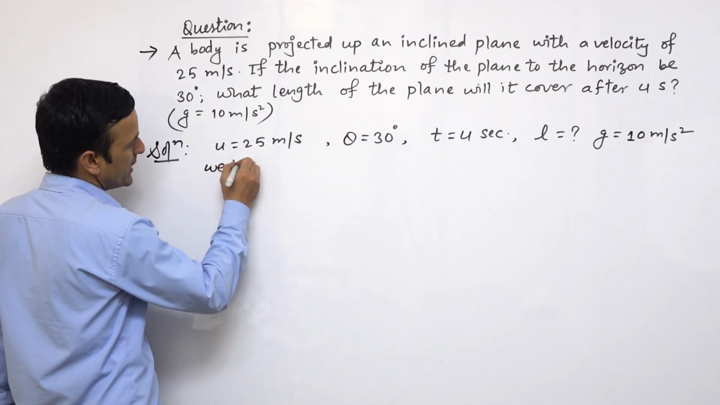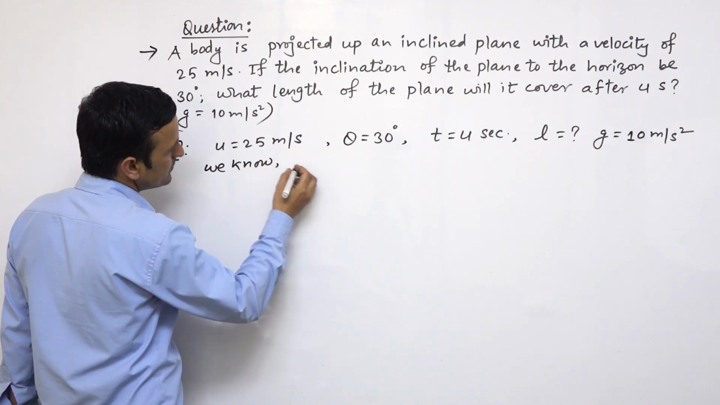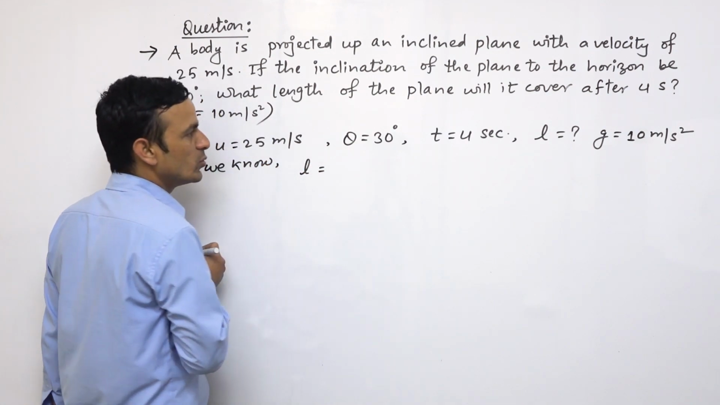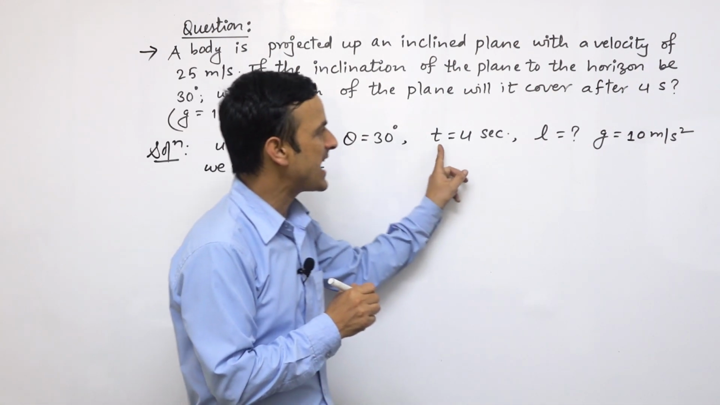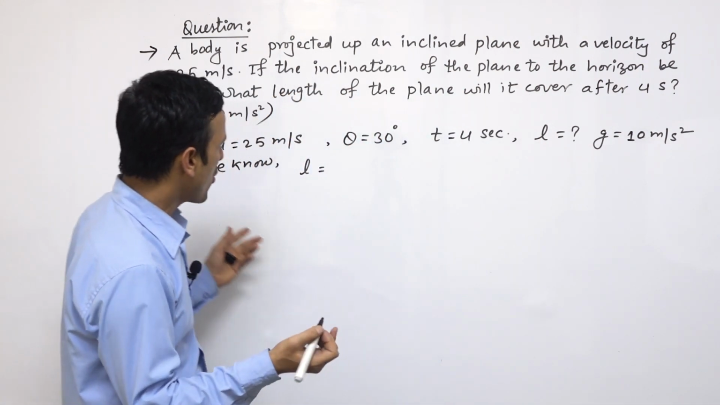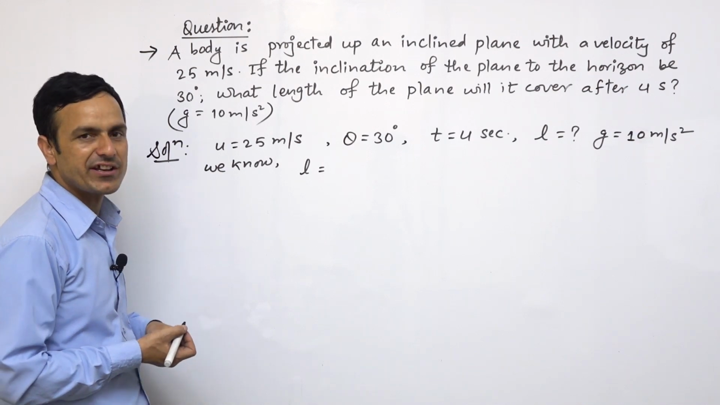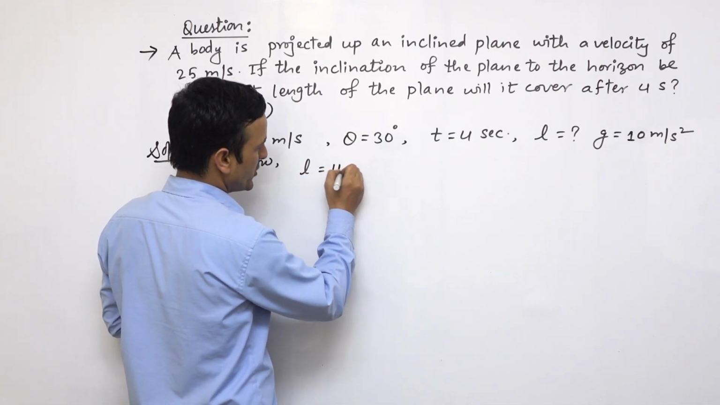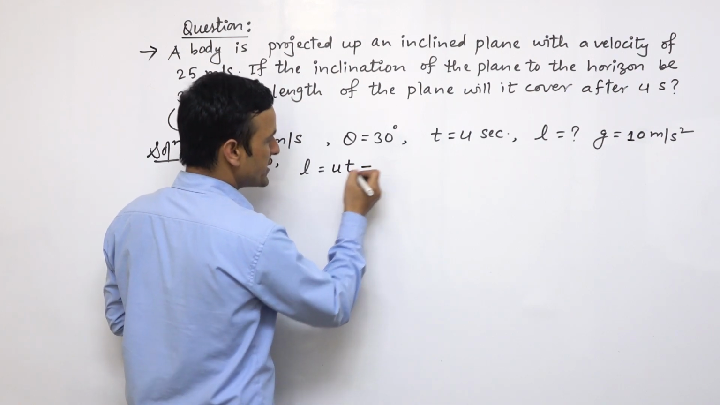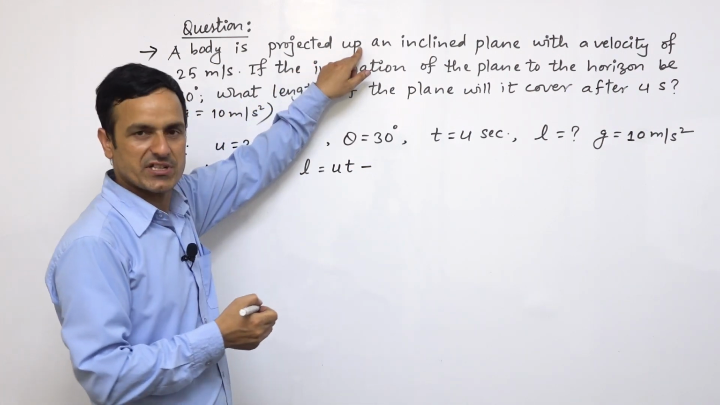Now we know that L is equal to, now the suitable formula is based on u, theta, t and L. There is no v, final velocity छैन. So v वाला formula use गर्न पाइएन, L वाला formula use गर्नु पर्यो. ut minus, it is minus because it is projected up.